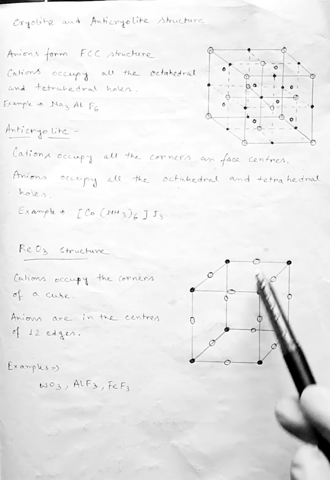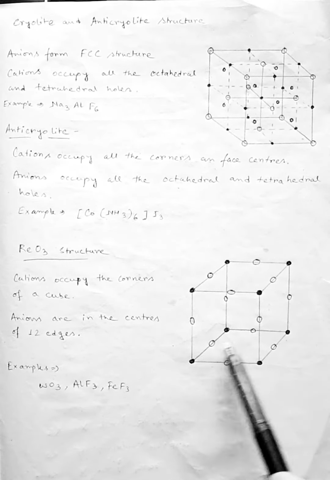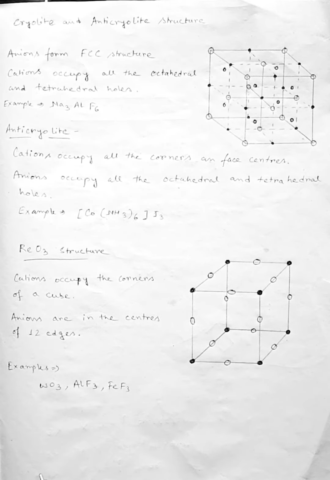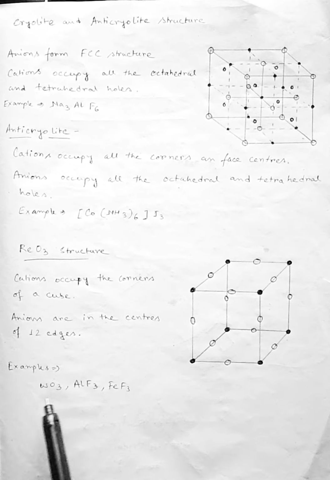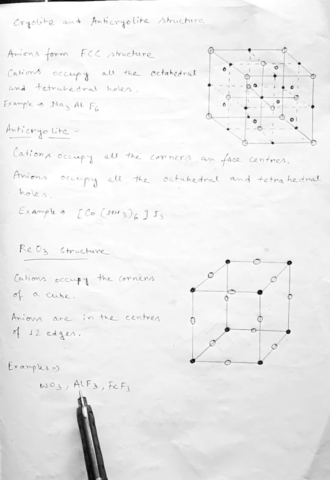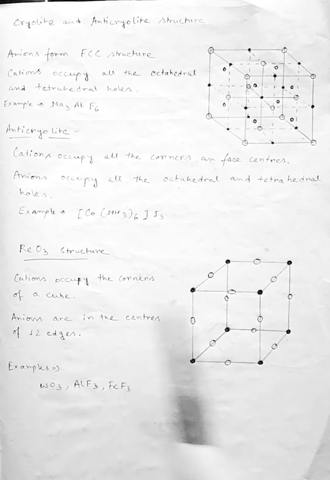So these edge centers, larger atoms are the anions. The examples: WO3, that means tungsten trioxide, AlF3, FeF3. They try to adopt this ReO3 structure.